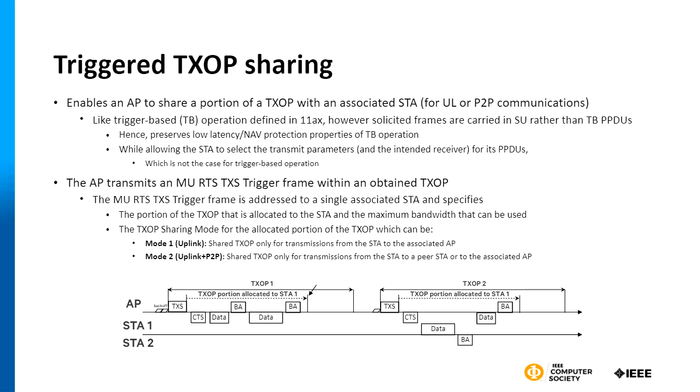The other mode of operation that helps from a latency perspective is trigger TXOP sharing. So the access point gains access to the medium, and that particular TXOP that is obtained by the access point can be used by the station to send uplink data to the access point or to another peer device. And hence we have two modes of operation, one which is only for uplink, so data to the access point during the TXOP, or uplink or peer-to-peer. So you can also help protect frames that you're sending to another peer device that need not necessarily be within the same BSS as your own AP.